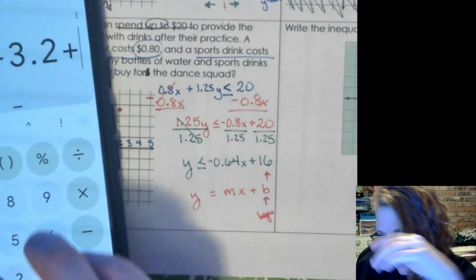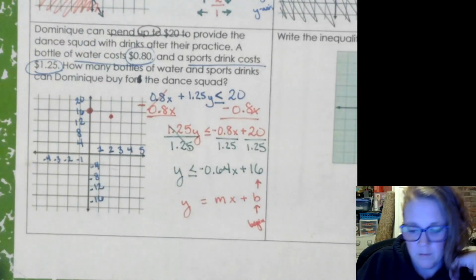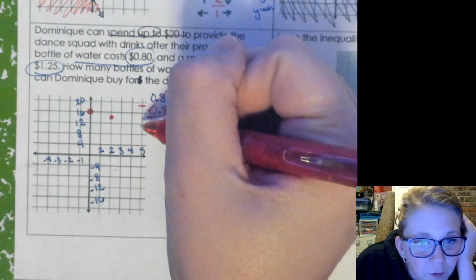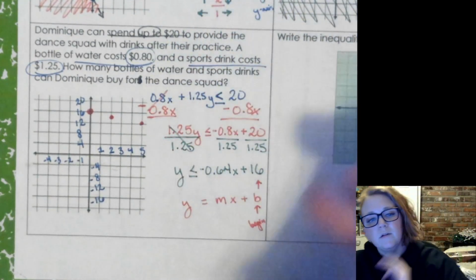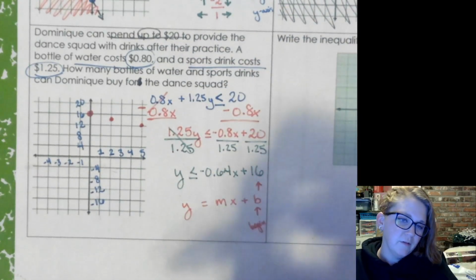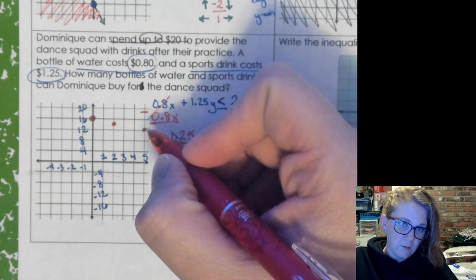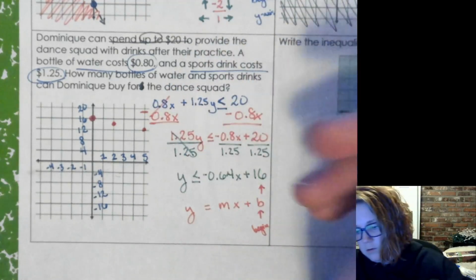5, and then we add 16, and we get 12.8. 5 should be 4, 8, 12. There-ish. It's right above it, because remember, this is 4 in between it, so this is like 1, 2, 4.